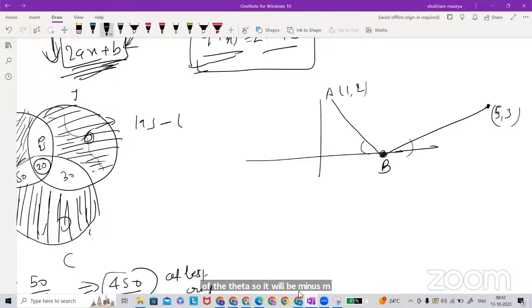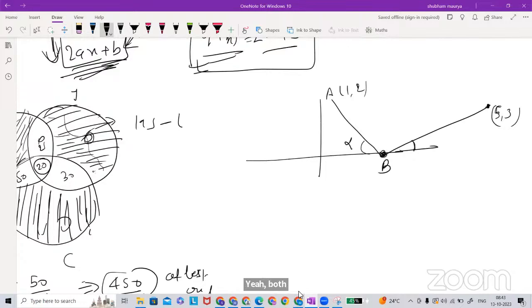Suppose this angle is alpha and this angle is beta. Both angles are equal, both angles are the same, but one slope will be minus m.